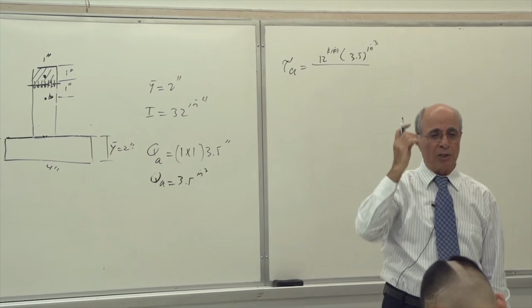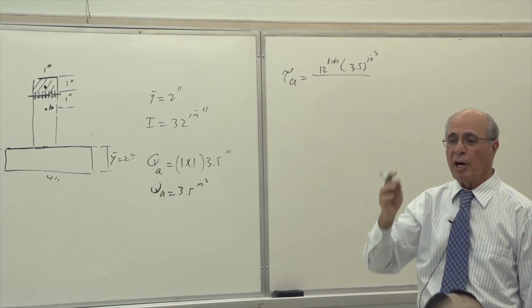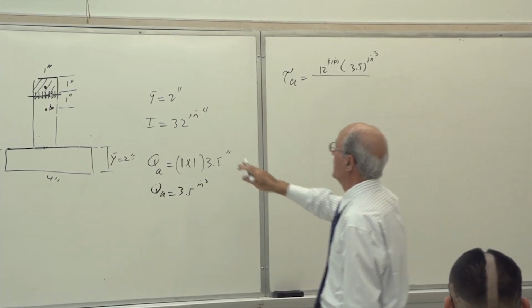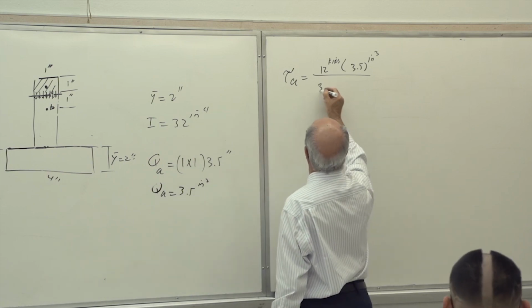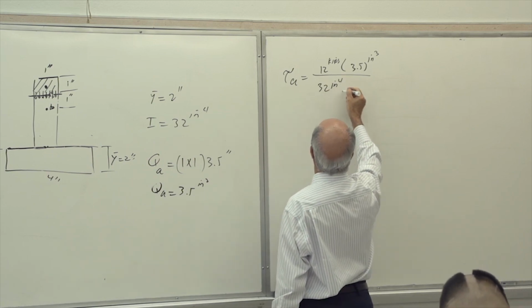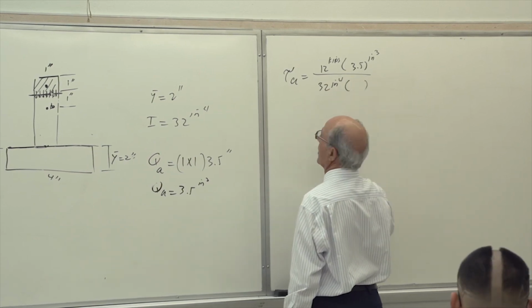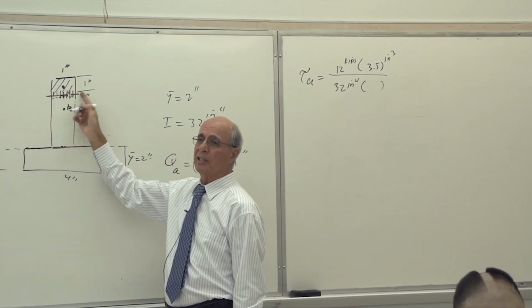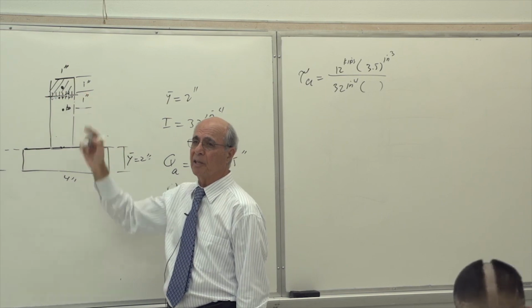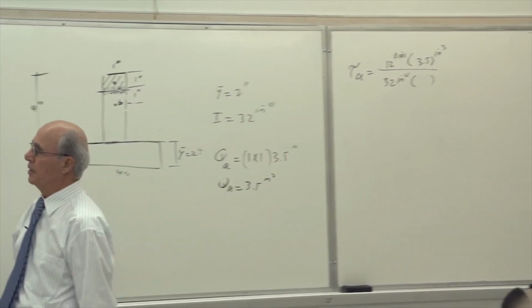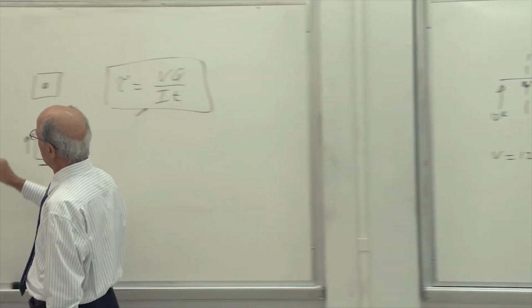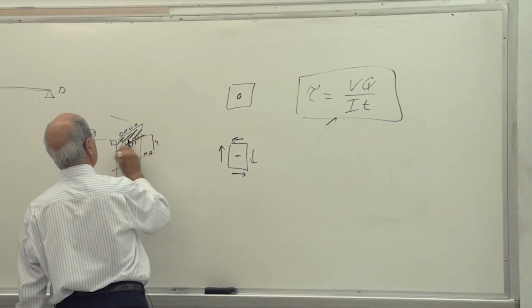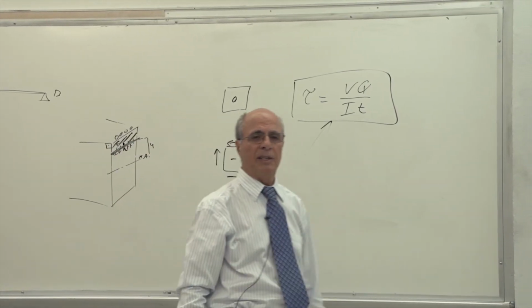So it becomes kips inch to the power of 3, then divided by I, which was 32 inch to the power of 4, multiplied by t. Now, the t is the thickness of the beam, this cut. This t was the thickness from here to here. The t is 1 inch.